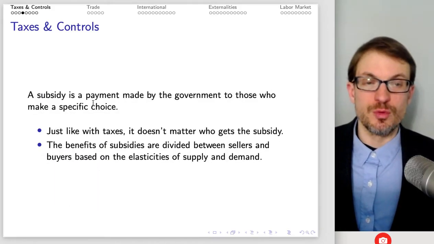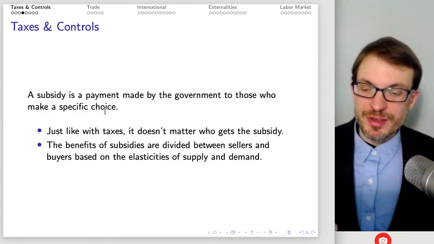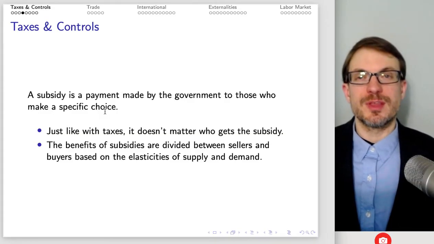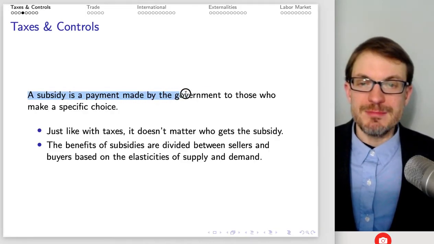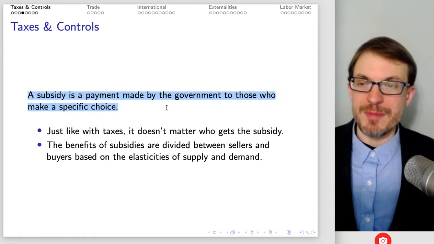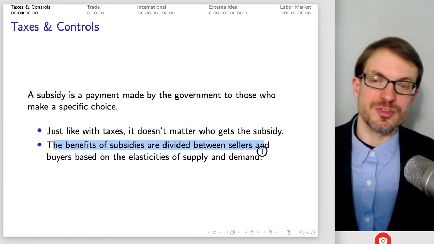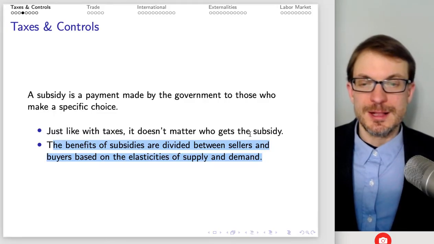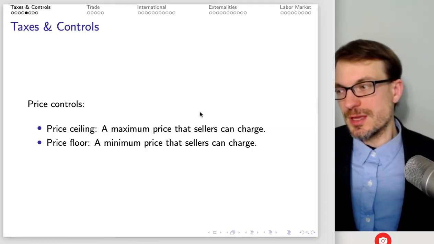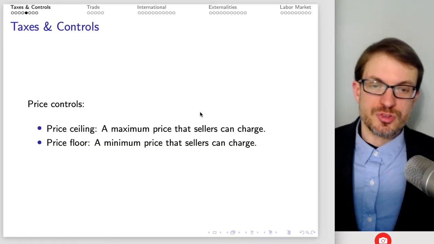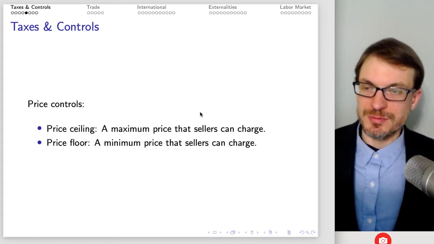All right, so a subsidy is going to work like a tax, in the sense that whoever's receiving the subsidy isn't necessarily the one that's going to get the largest economic benefit, kind of like the inverse of the economic burden, right? So the subsidy is some payment made by the government. It's like a negative tax to those who are making some specific choice. It doesn't matter who's receiving the subsidy. The benefits are divided between sellers and buyers based on the elasticity of supply and demand. And so the idea is, whichever side is going to have their behavior most strongly benefited by the subsidy is going to receive the economic benefit of the subsidy.